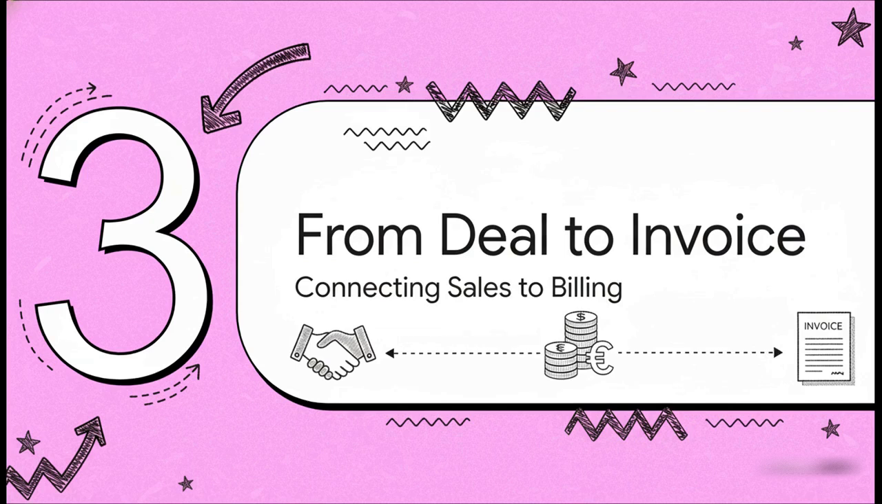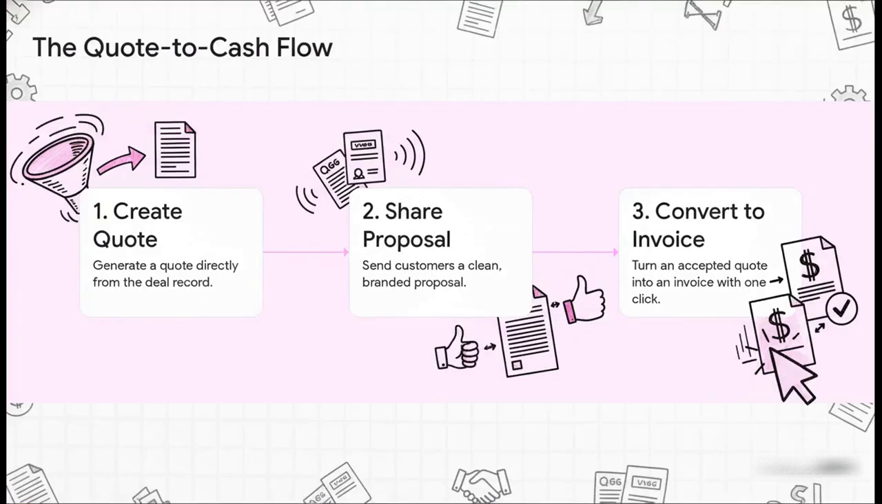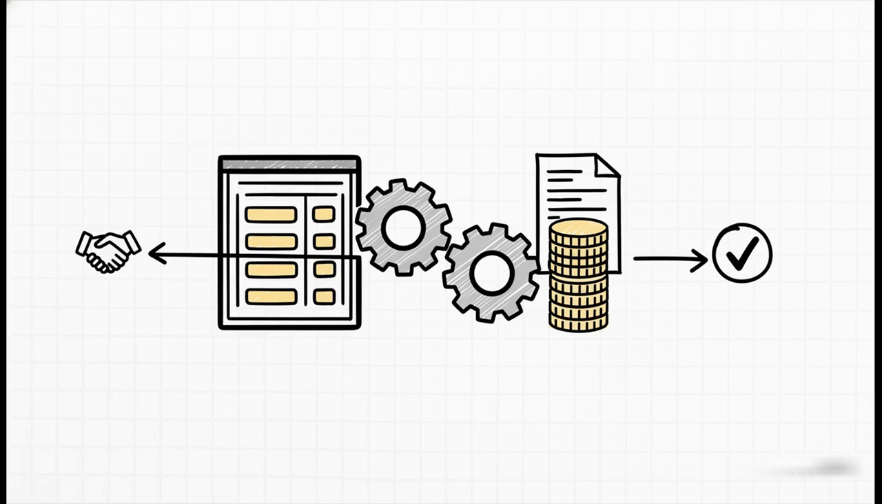All right, so you're getting close to the finish line. It's time to turn that deal into an invoice. This next part is all about seamlessly connecting your sales to your billing. The whole flow is just so smooth. Right from the deal itself, you can create a quote. You can then share that as a clean, branded proposal with your customer. And then, the best part, once they say yes, you just click a button and that quote instantly becomes an invoice. It's that easy. What this means is your billing and your pipeline are perfectly connected. They're always in sync. You've got this complete end-to-end record of everything, from that first conversation to the final payment. Nothing falls through the cracks, ever.